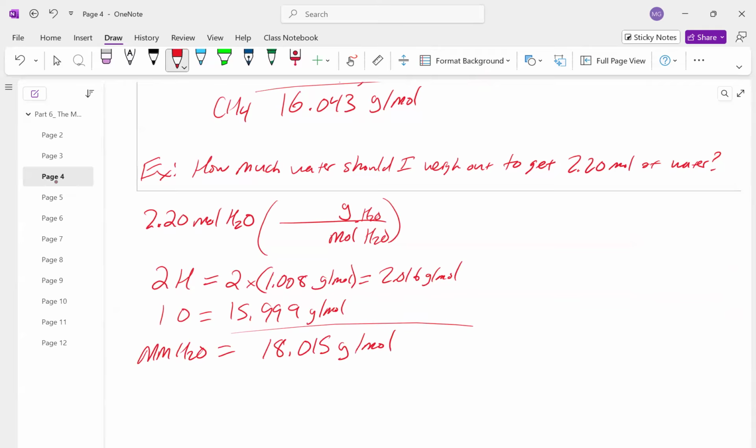So I'm just going to toss that into my conversion. 1 mole weighs 18.015. Cancel the moles out. All I'm left with is grams of water, which is what I wanted to get. And that comes out to 39.6 grams of water.